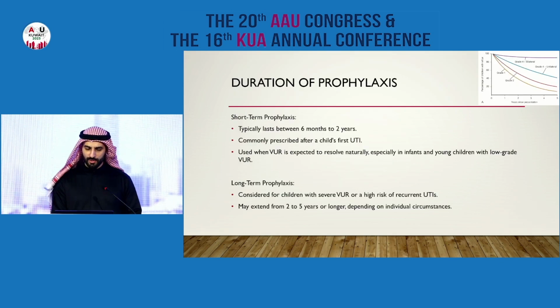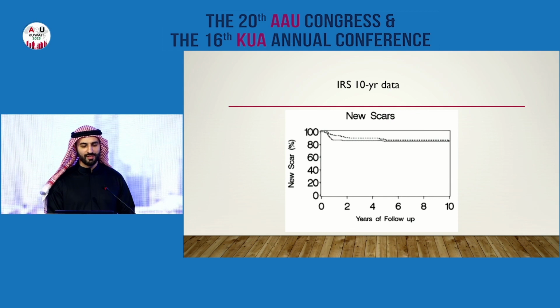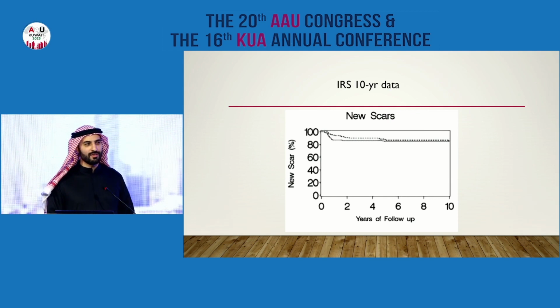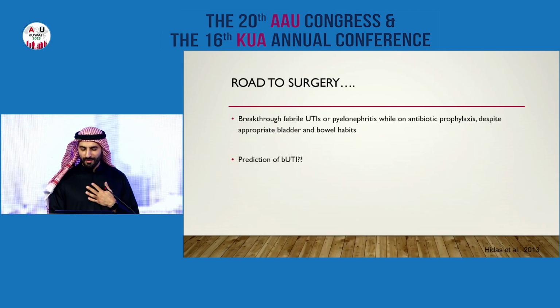So, as we said, duration of prophylaxis can vary between 6 months to 2 years, and many centers differ in policy. And this explains why 5 years is the cutoff, because we see that post 5 years, it's very rare that new scars develop. Thank you very much, and sorry for going over time. Sorry, thank you.